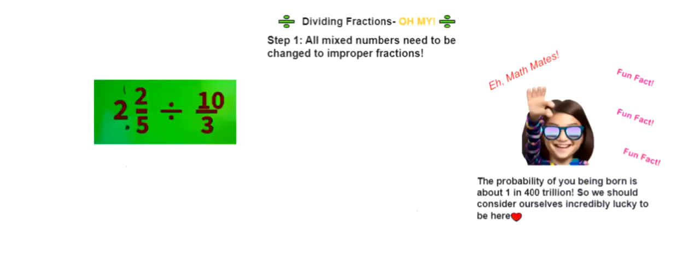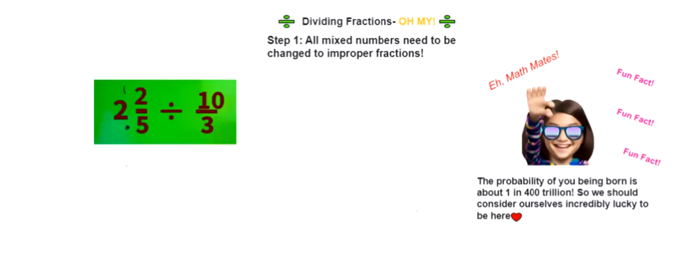Here we are. Now, take a look here. What is Betsy up to now? The probability of you being born is about 1 in 400 trillion. 1 in 400 trillion, you guys. That's crazy. We should be lucky that we're born.